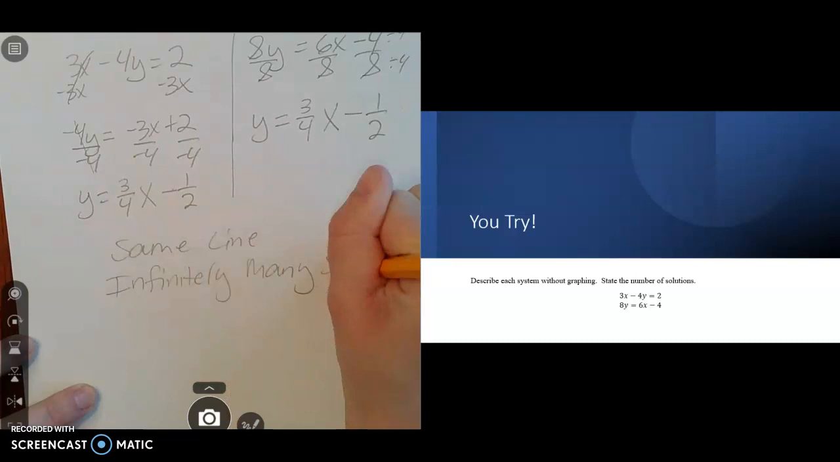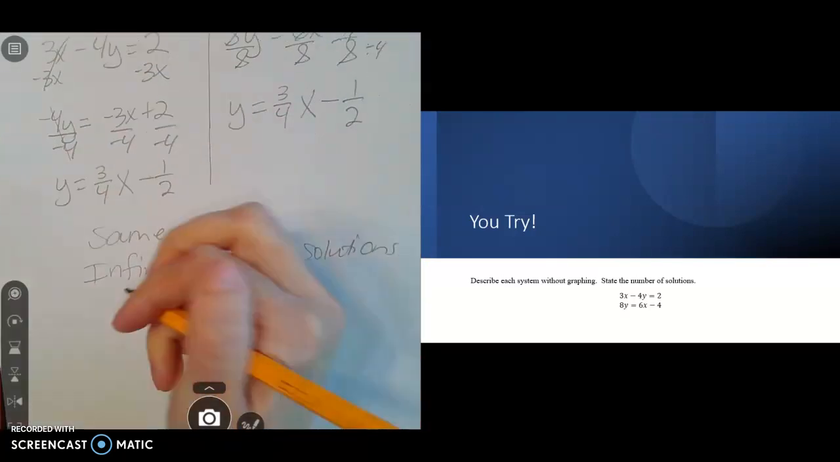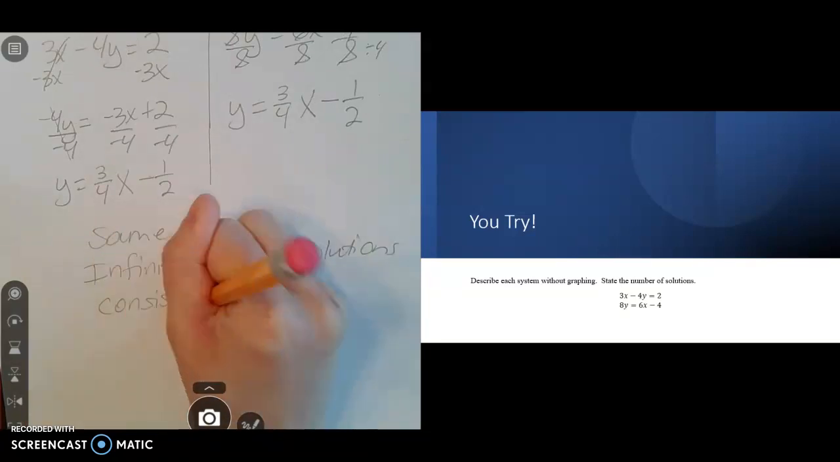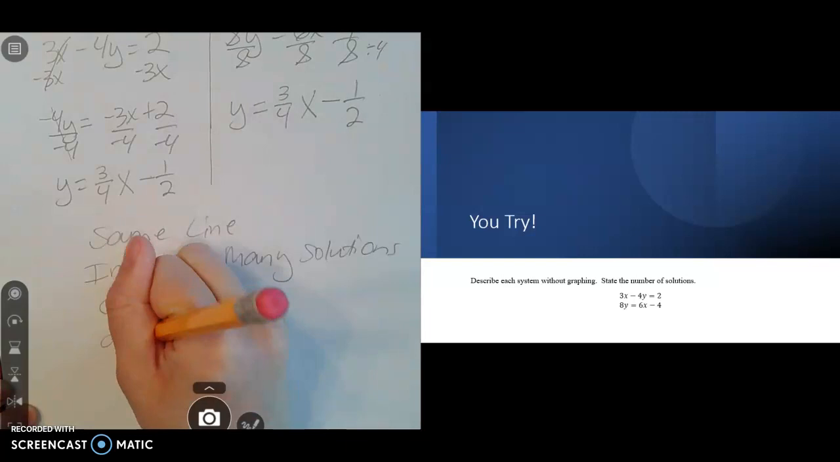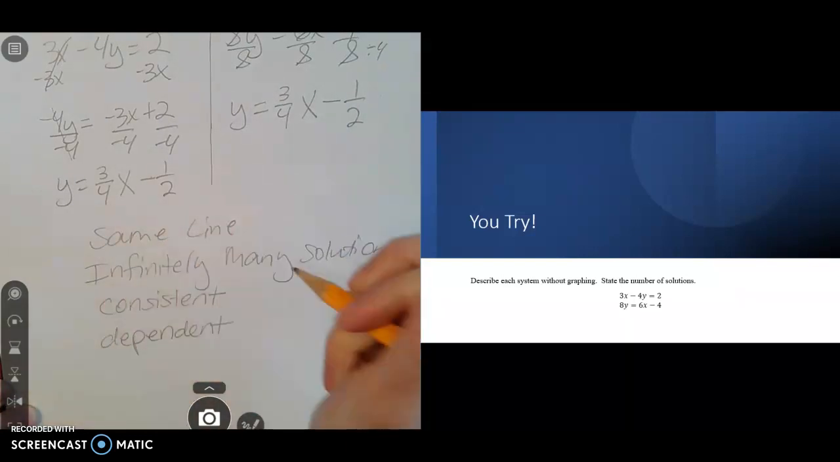Okay, the next thing is, are they consistent or inconsistent? Well, they have solutions, so that means that they are consistent. And then the next thing is, are they dependent or independent? They are the exact same line, so that means that they are dependent on each other. Okay, so there are your answers for your U-Try problem.